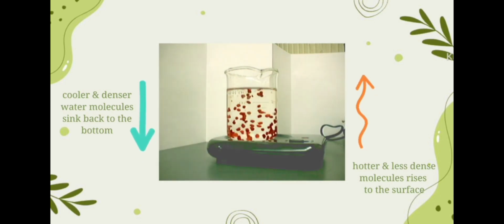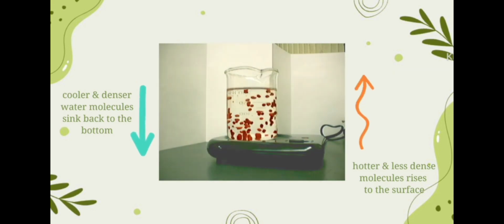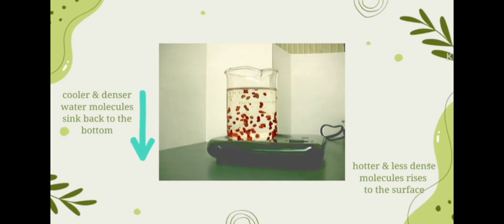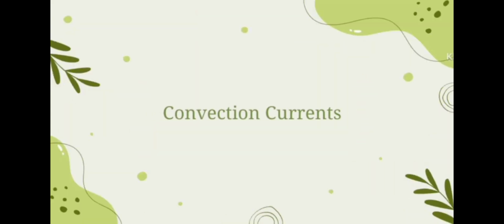It is because when the water is heated at the bottom of the beaker, the molecules near the heat source gain energy, become less dense, and rise to the top. As these hot molecules reach the surface, they release heat to the surroundings, cool down, become denser, and then sink back to the bottom. This process is then repeated, creating a cycle known as convection currents.